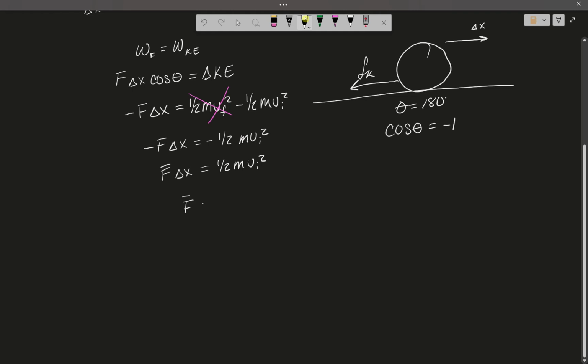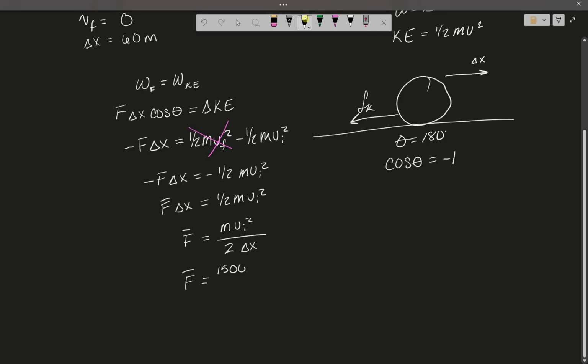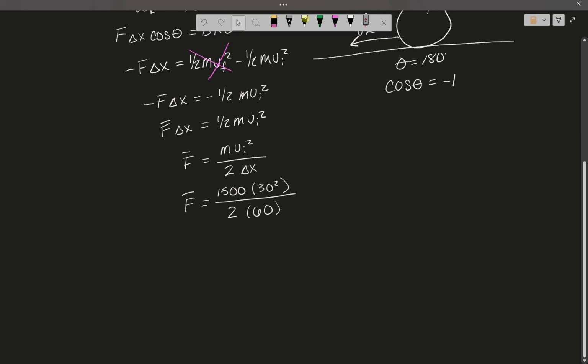So my average force is equal to mv initial squared divided by 2 change in position, and if I plug in the numbers, I have that the mass is 1,500, the initial velocity is 30 meters per second, and my change in position is 60 meters. This is going to give me a final average force that is equal to 11,250 newtons, and that's going to be the solution to this problem.